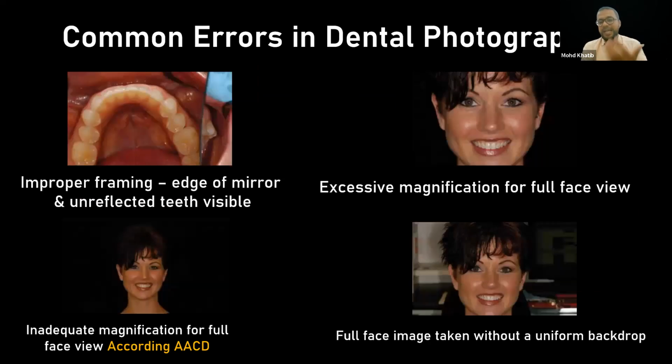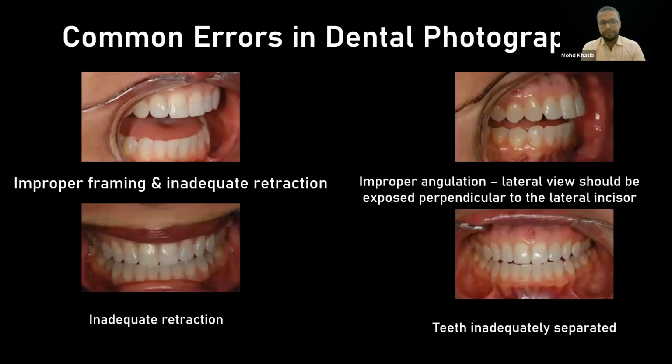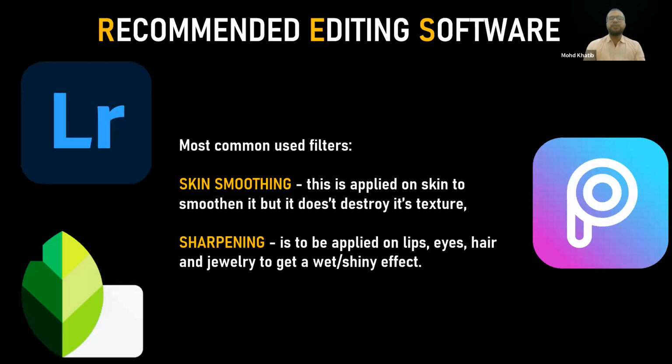Your magnification is very excessive, meaning the upper and chin region is cropped. Or otherwise, you're taking from too far, or you're not using a backdrop. These are some common errors in dental photography. Or you're using improper framing or inadequate retraction, like lip or beard is visible in the photograph, or retraction is not proper. So these are some common errors we always come across in dental photography.